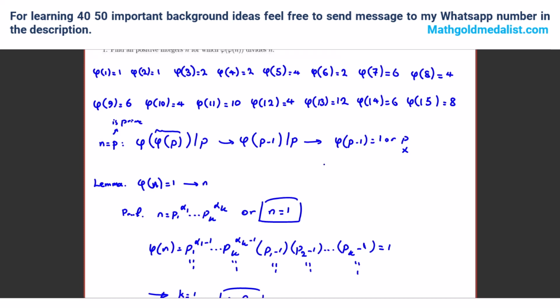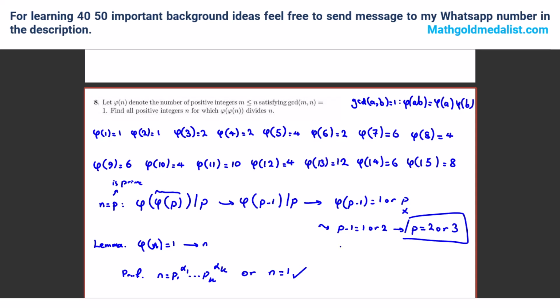From here we can conclude that because phi is 1, p minus 1 should be 1 or 2. Yes, 1 or 2. So what can we conclude? p is 2 or 3. Finished, okay? So we found 2 good answers, except n equals 1 which is not our answer. So p equals 2 and 3 satisfy, right? And n equals 1, what about n equals 1?